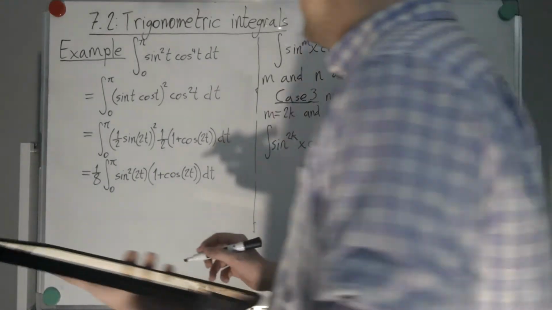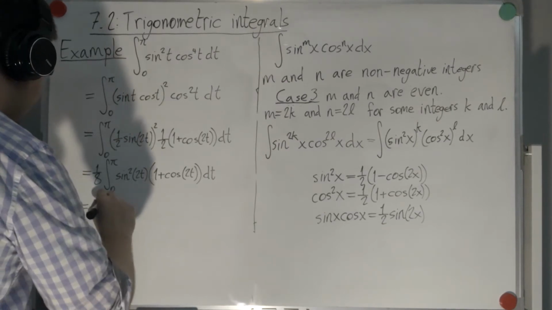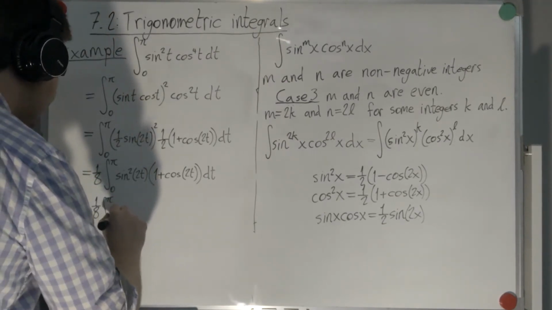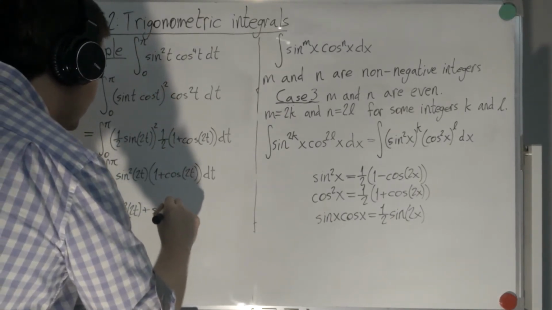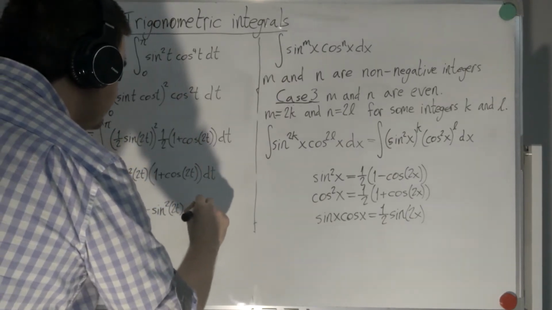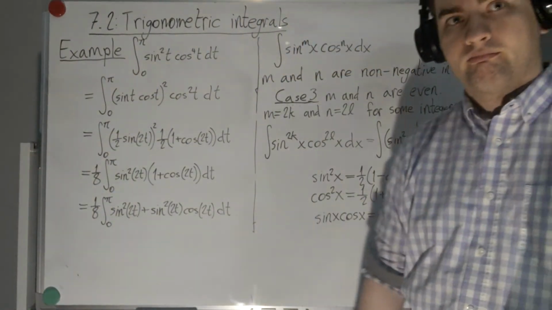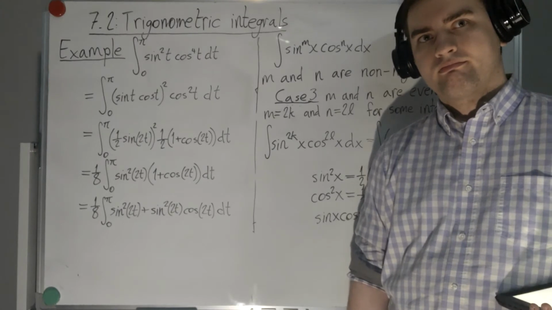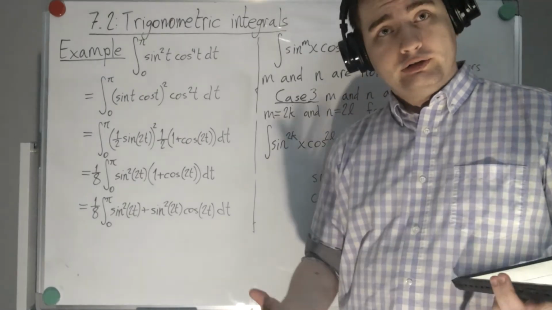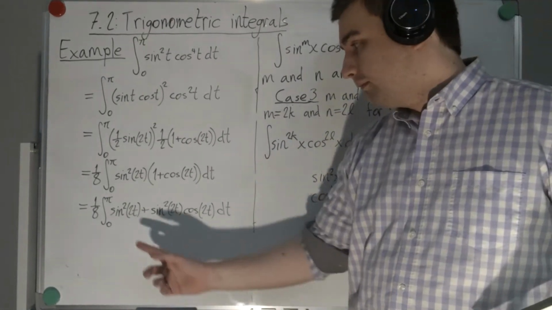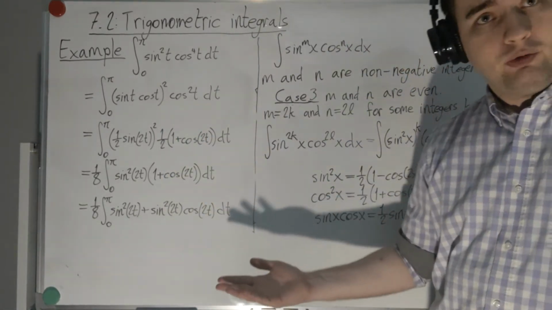So from here, we can distribute. We can say this is 1/8 integral from 0 to pi of sine squared of 2t plus sine squared of 2t times cosine of 2t dt. So now at this point, we've reduced the problem to figuring out two different integrals that are easier. If we can figure out this integral and this integral, we're done. Just multiply them by 1/8 and add them together.